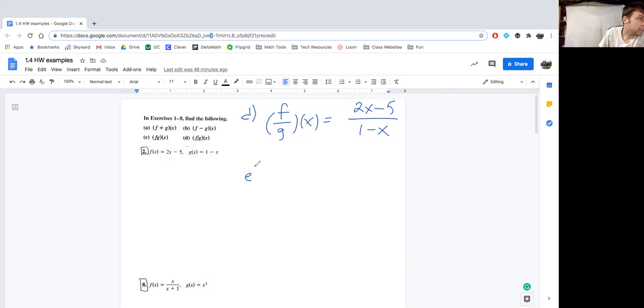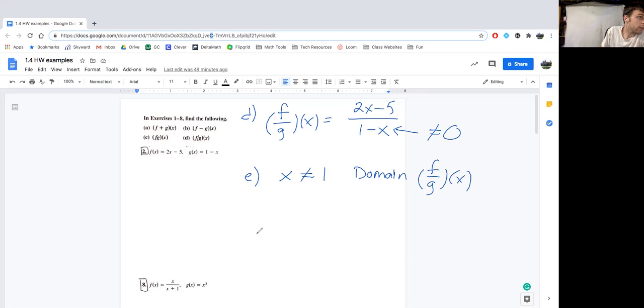And then part E asks us about the domain of the quotient function. So in this case, for the domain, what we really care about is that the denominator cannot be equal to 0. So the value that would make this equal to 0 would be 1. So x cannot be equal to 1. All other values are fine, but x cannot be equal to 1. That is the domain of f over g of x.